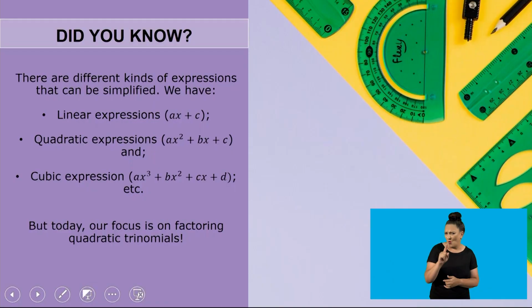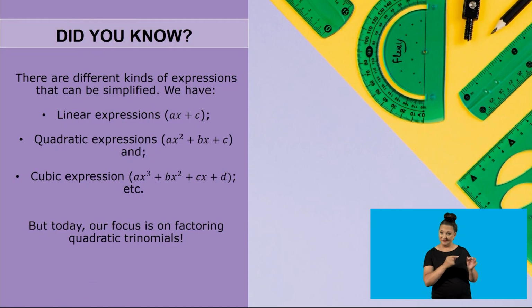So let's start off our lesson with a did you know? Did you know that there are different kinds of expressions that can be simplified? We have linear expressions, an example there is ax plus c. We have quadratic expressions, which is ax squared plus bx plus c. And we have cubic expressions, ax cubed plus bx squared plus cx plus d.